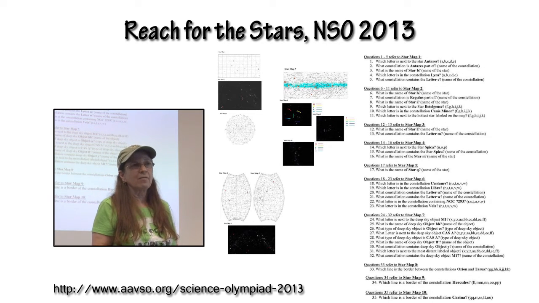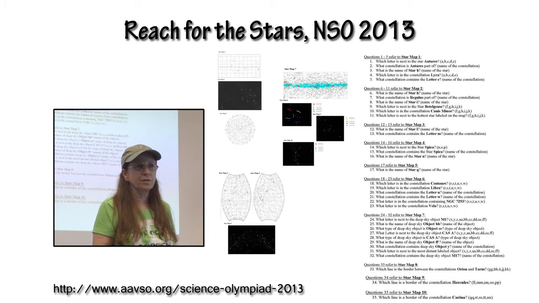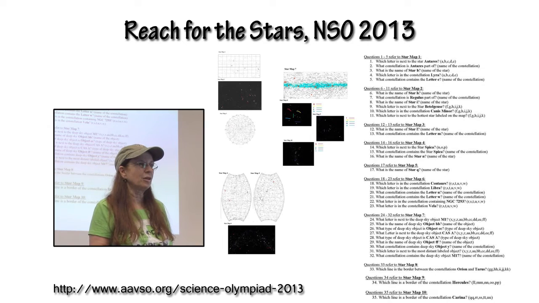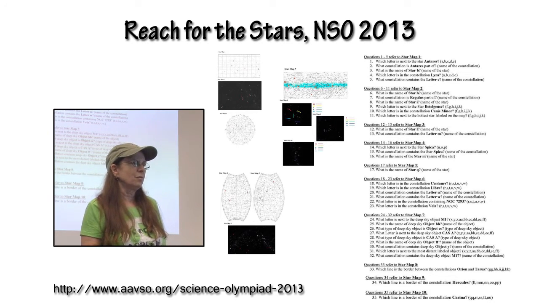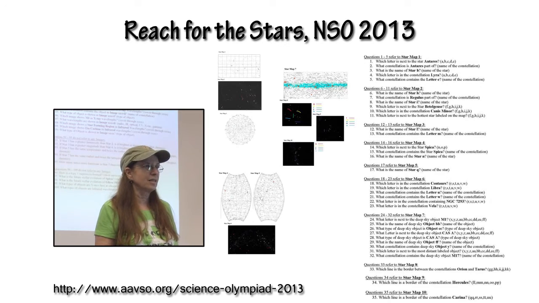I have mentioned that in 2013, Reach for the Stars was the content, very similar to this year's 2016 event. And that is posted on the AAVSO website. And this shows you the first 35 questions and the 10 star charts that went with those questions, to give you an idea of the kind of charts they used at nationals and the kinds of questions that are written. You can't ask the exact same questions because it's slightly different, but you can write these same kinds of questions based upon this year's deep sky objects and constellations.